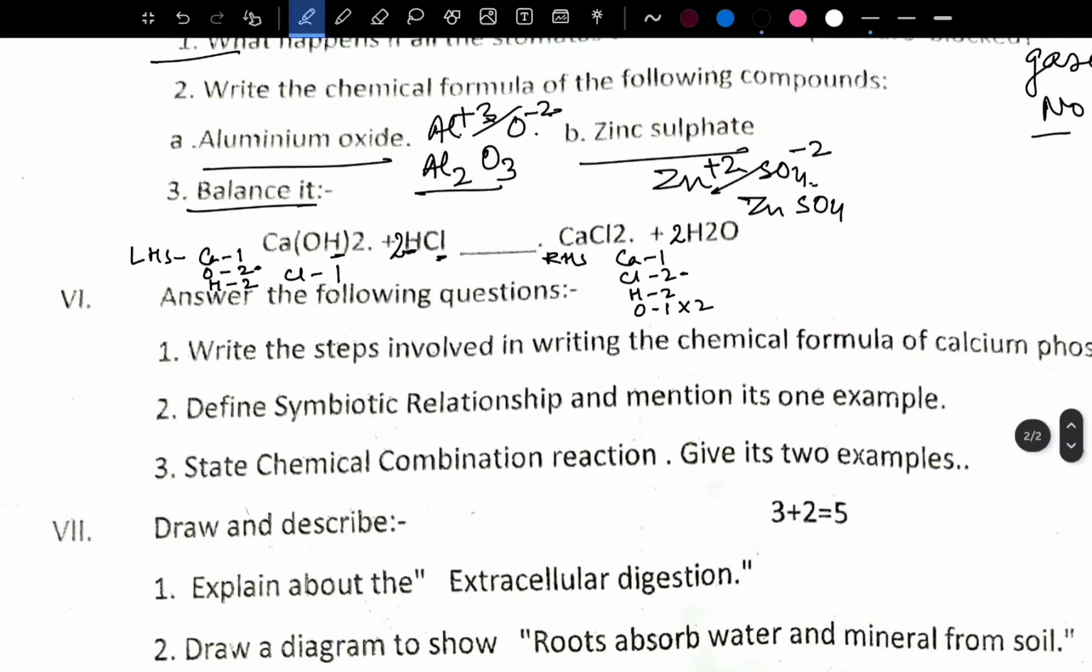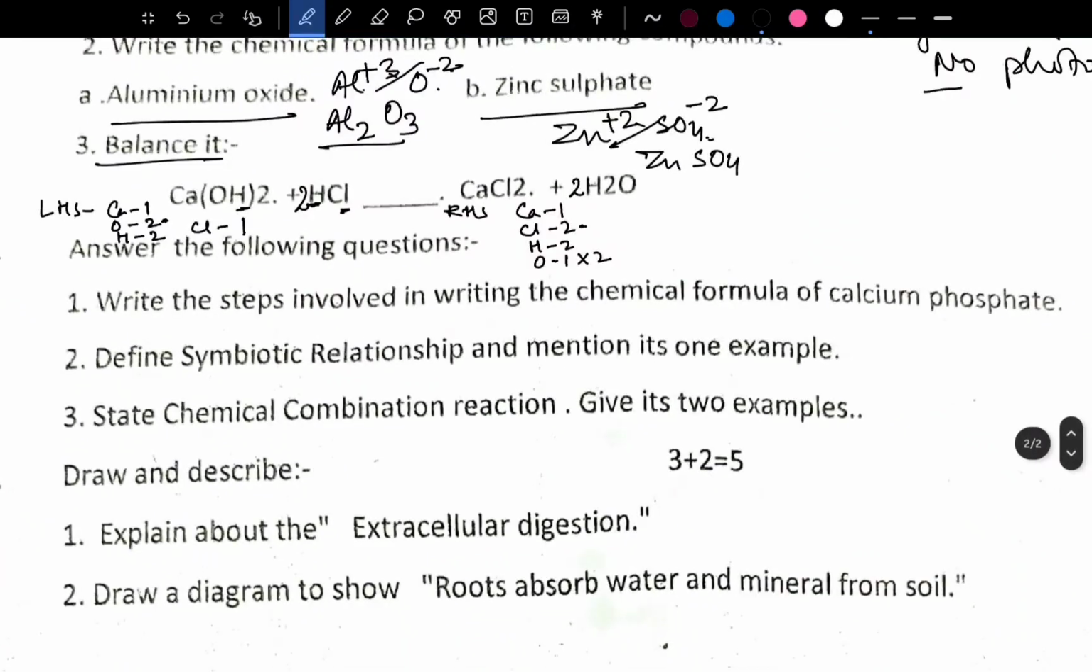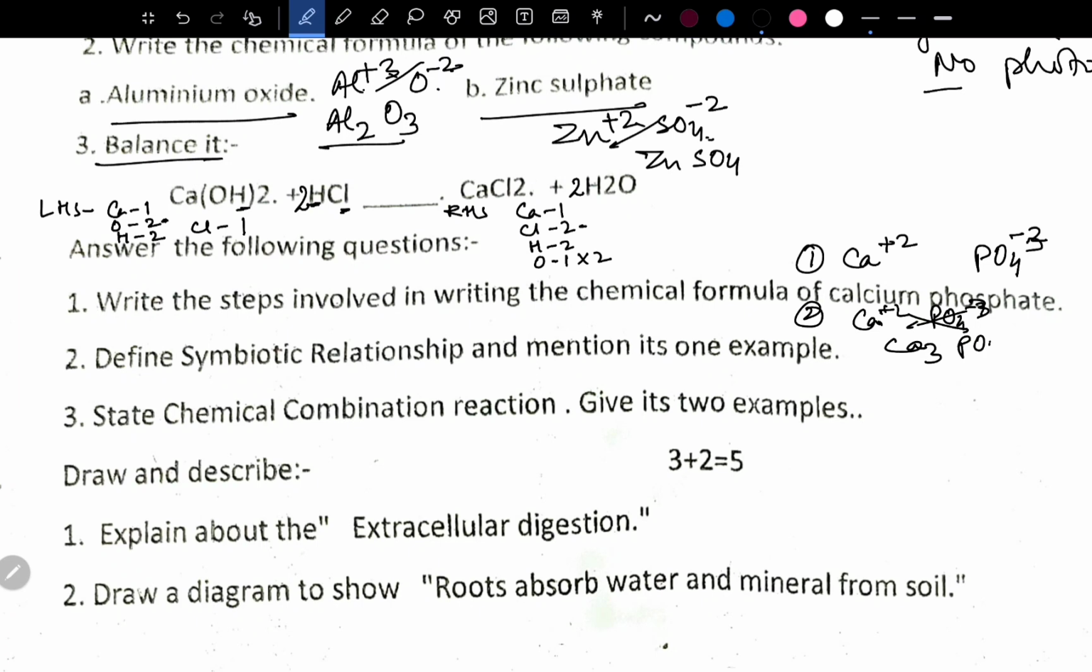So write the steps involved in writing the formula of calcium phosphate. So calcium is +2 and PO4 -2. So steps first will be this and second will be crisscross. +2 and PO4 -2, it will be crisscrossed here. And now the formula comes as Ca3 PO4 whole 2. So this is calcium phosphate.